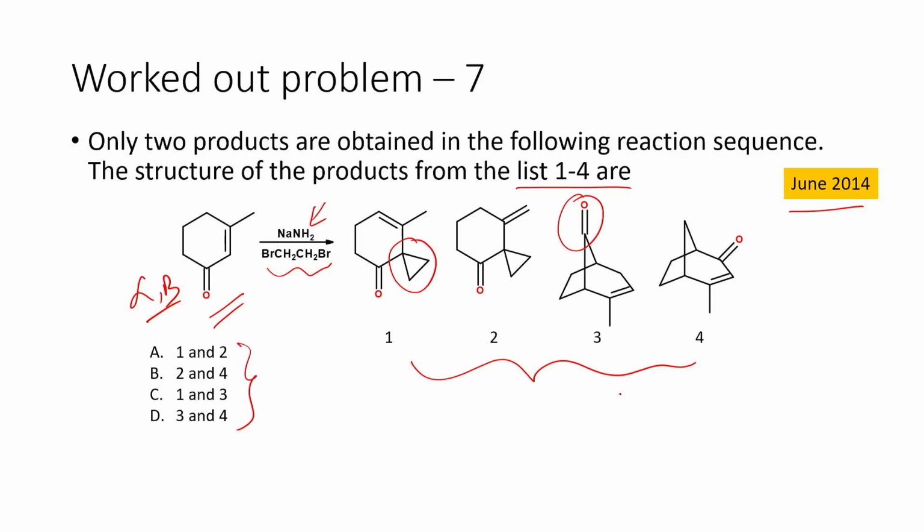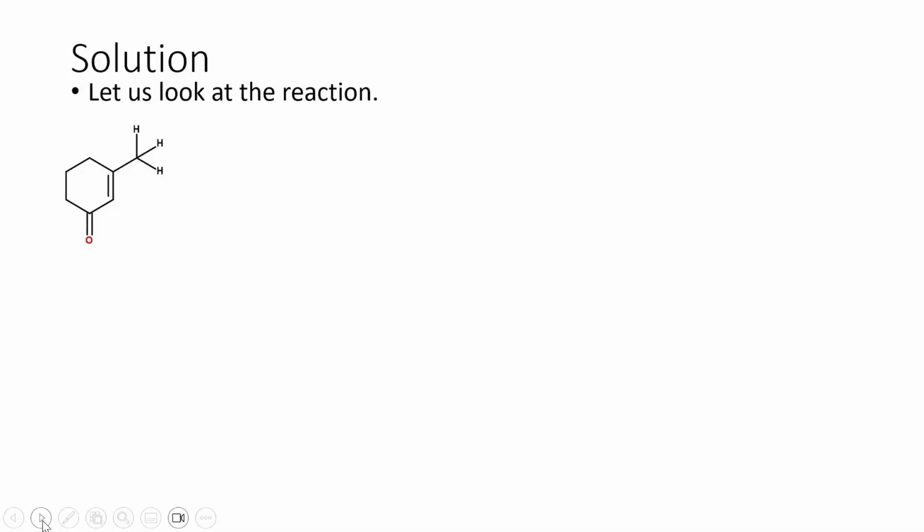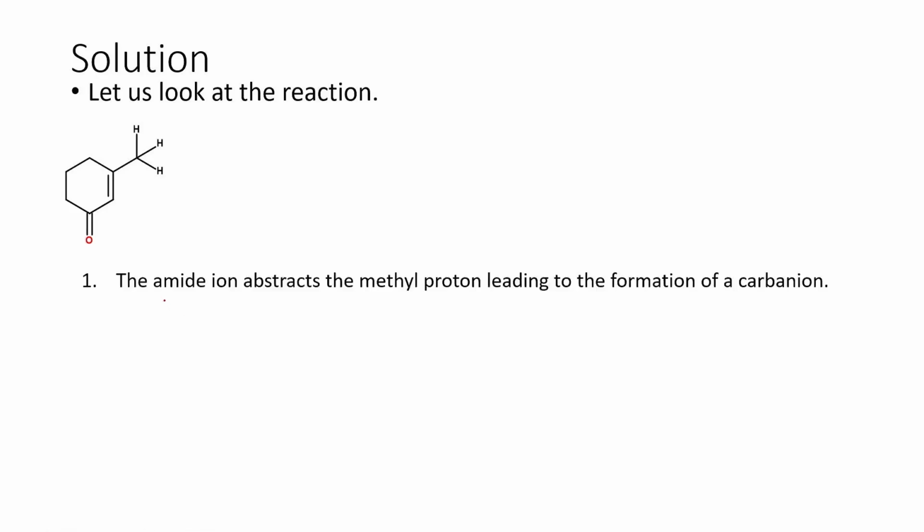So we have to identify how the reaction actually proceeds and what are the 2 products that can exist as a final product in this particular reaction. So let us look at how the reaction actually proceeds. We have an amide anion that is involved in this reaction. The amide anion abstracts one of the methyl protons from this particular carbon atom. That leads to the anion formation. So this is a very simple step which you are already familiar with.